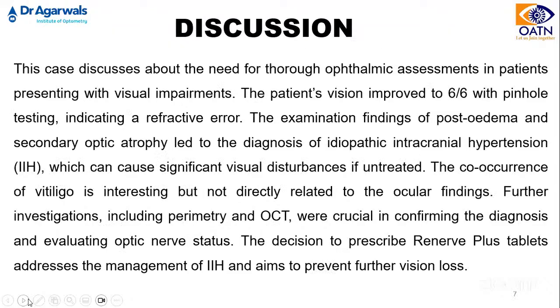Coming to the discussion, this case discusses the need for ophthalmic assessment in patients with visual impairment. The examination finding clearly suggested papilledema and optic atrophy that can lead to visual disturbances. The co-occurrence of vitiligo is not directly related to the ocular finding. Fundus photo, perimetry, and OCT were diagnostic tools. They reveal signs of idiopathic intracranial hypertension. This can be managed with supportive treatment to prevent further visual impairment.